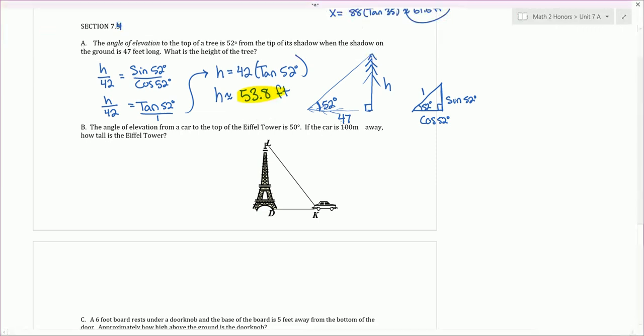Part B. We have the angle of elevation from a car to the top of the Eiffel Tower is 50 degrees, so here's the angle of elevation. The car is 100 meters away, so the base length is 100. How tall is the Eiffel Tower? So the height here.